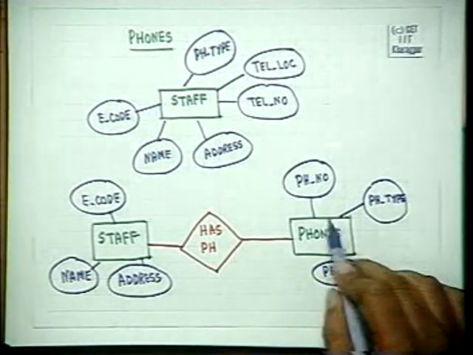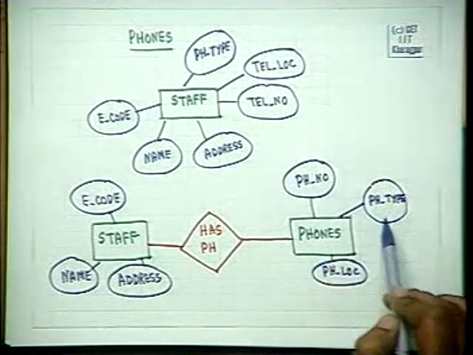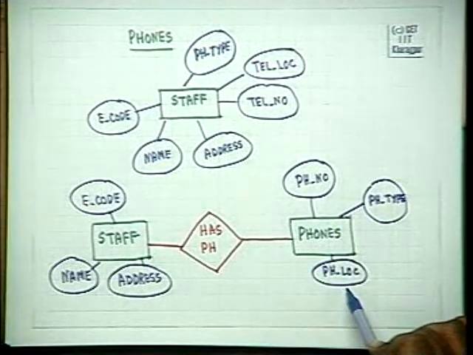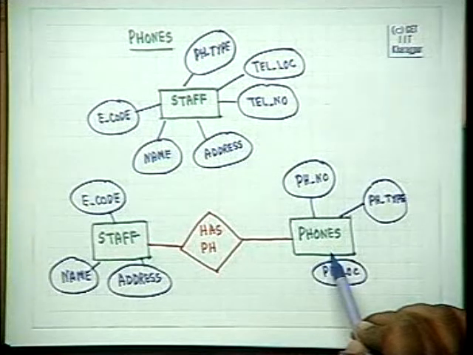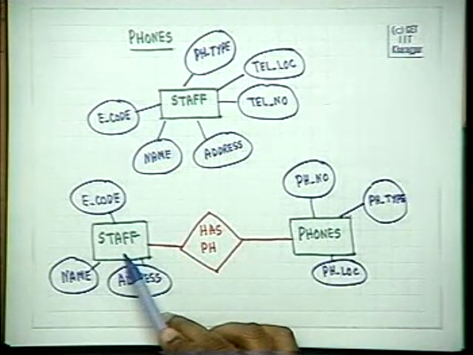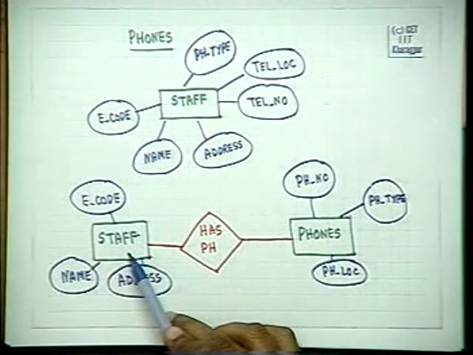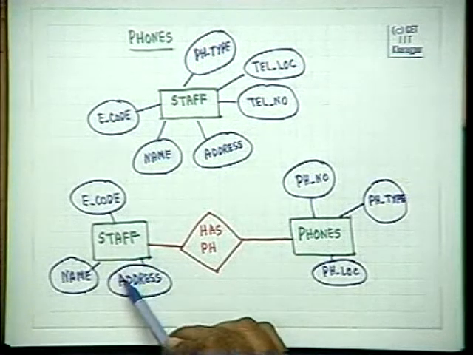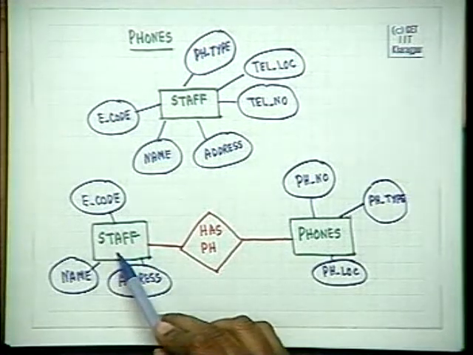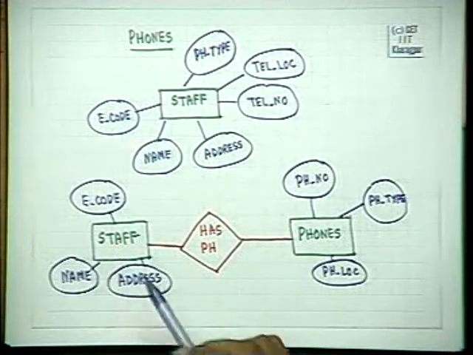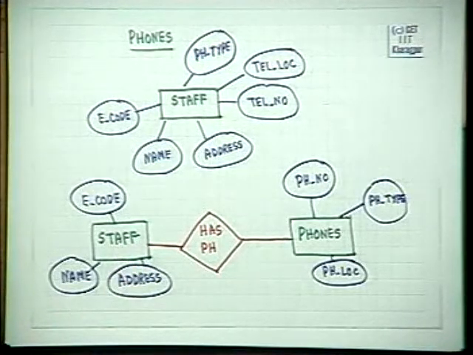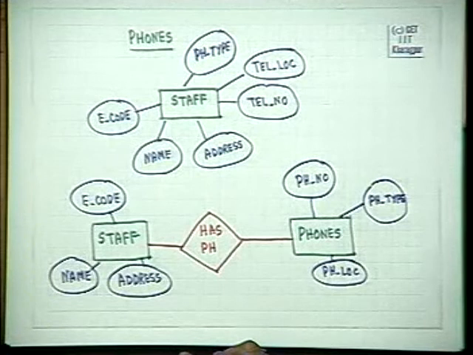So this says the phone number, type of phone and the phone location may be for a particular phone which may not be associated with a particular staff member. And there may be staff members who have got no phones. But this should be differentiated from the fact that both of them do allow a staff member having more than one phone or one phone being shared by more than one staff member. This is allowed in both of them.